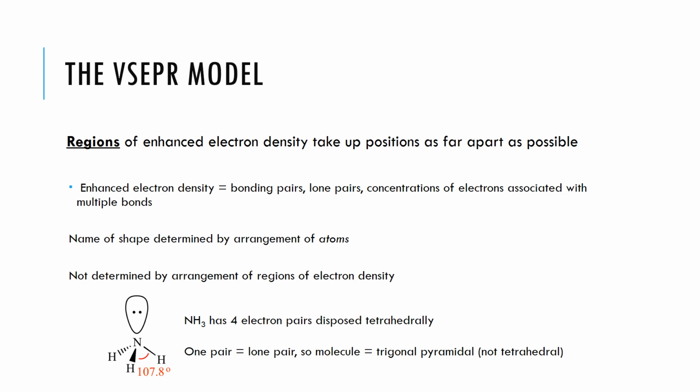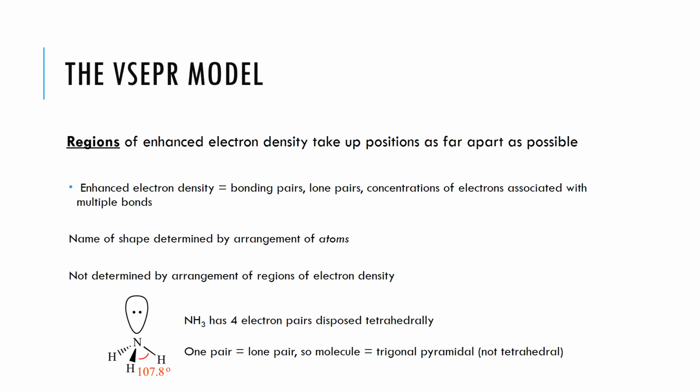Now, this is an important point, because I'm going to show you another fail-safe way of predicting molecular shape using VSEPR theory, but the name of that shape is determined by the arrangement of atoms, and it is not determined by the arrangement of regions of electron density. We're going to use the arrangement of electron density in the molecule to predict the shape, but we're going to name the shape by how the atoms are organized. So let me show you an example.